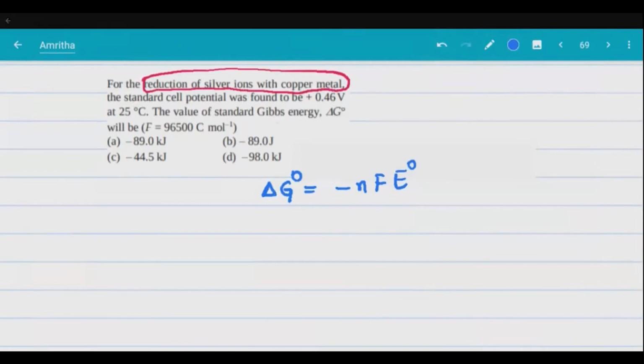Plus 1 or plus 2? Silver oxidation number is exactly +1, no? So what you should write is Cu plus Ag plus gives Cu2+, because copper is reducing silver ions, so copper must undergo oxidation, right? Plus silver.